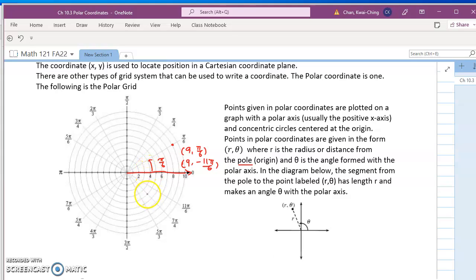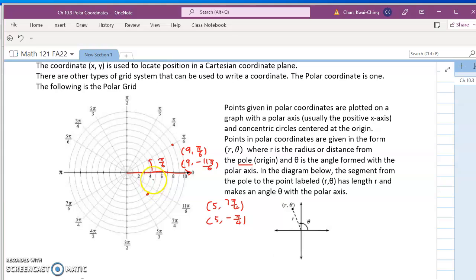Another example would be here. If I have a point here, how can I label it? This is 5 away from the pole, so r is 5. And what is the angle from the polar axis? I can use a positive angle, which is 7 pi over 4. Or I can say 5, but with the negative, clockwise rotation, negative pi over 4 also. They refer to the same point.